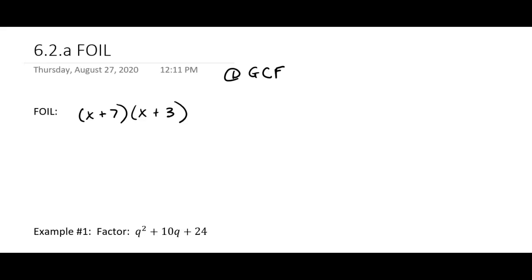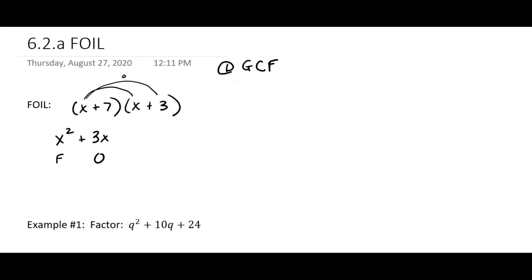And so we use this acronym FOIL, and it stands for first, meaning you're going x times x, which is x squared. So that's like the first term. And then you go x times 3, which is 3x. And we call that the O, the outer terms. So the two on the outside.